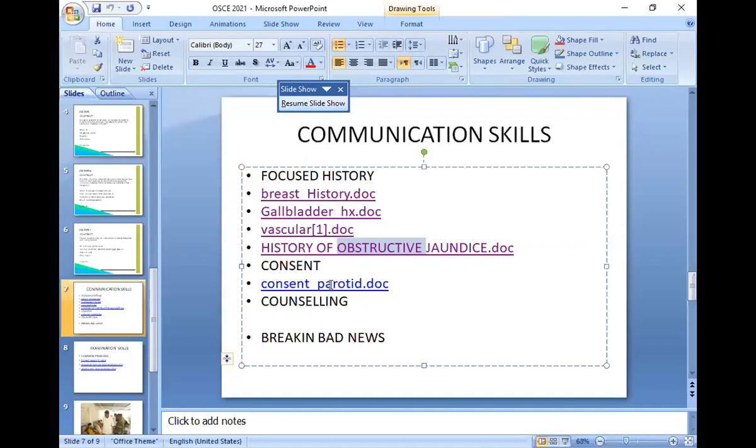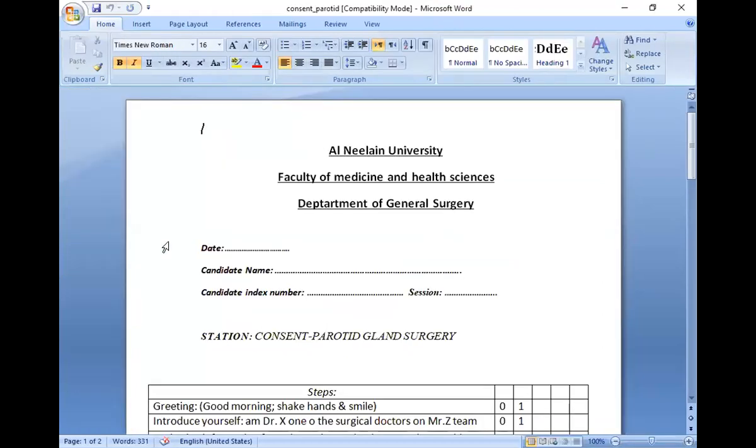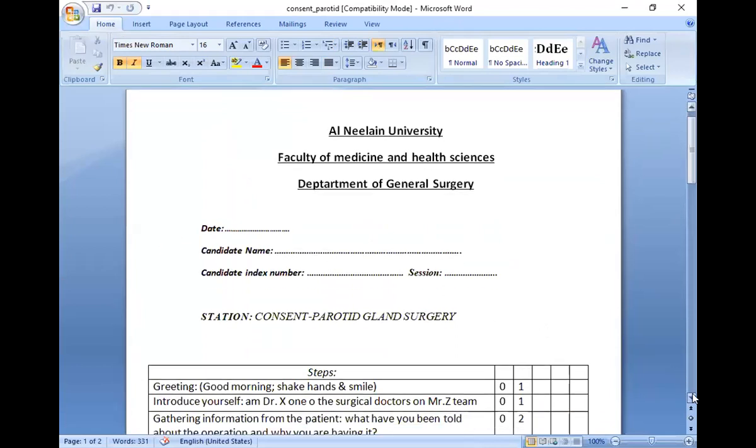Then if you come to have an example of consent, because we have 5 minutes left, we can do another one. Okay, no problem. Consent. You see the consent? Okay, are you seeing it? Yes.